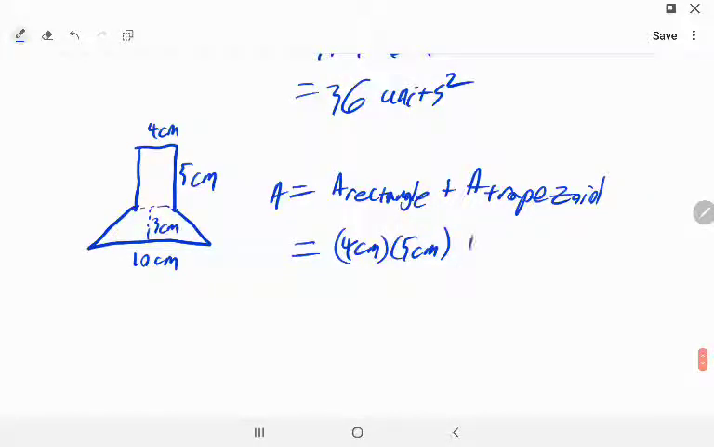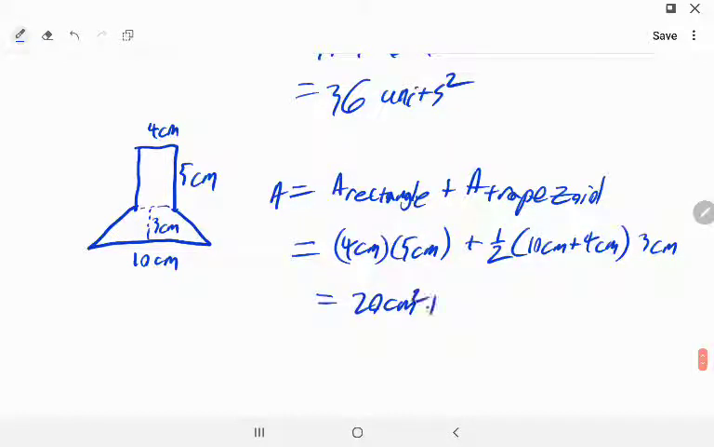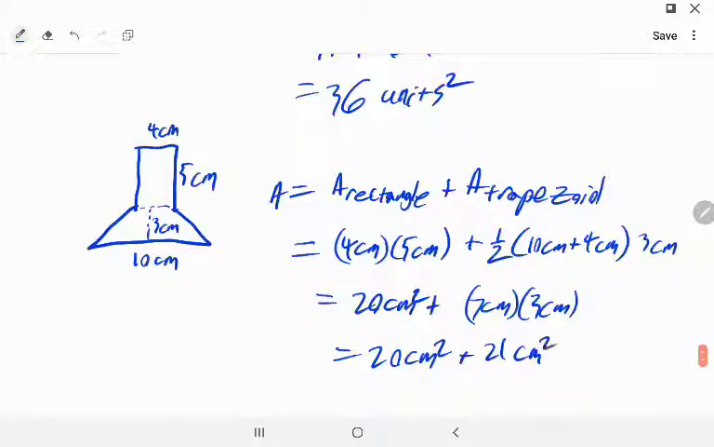So for the area of the trapezoid, we're going to get 1/2 times 10 centimeters plus 4 centimeters. So we get the average of the top and bottom of the trapezoid times that height of 3 centimeters. Which gives us 20 square centimeters plus, that'll be 7 centimeters times 3 centimeters. So we get 20 centimeters squared plus 21 centimeters squared gives us 41 square centimeters.